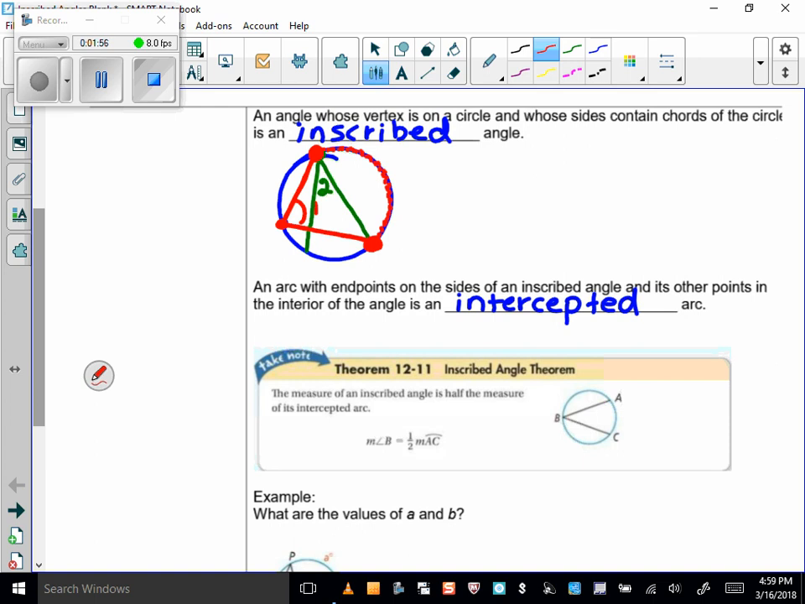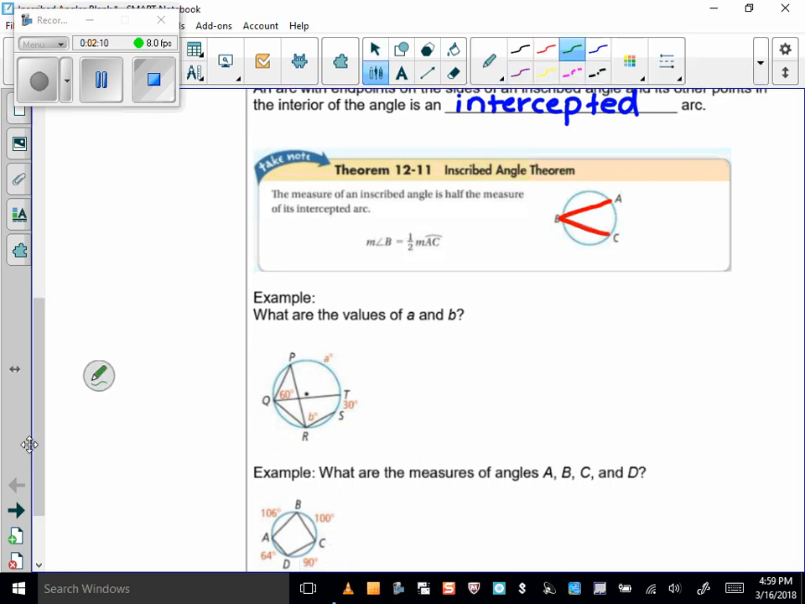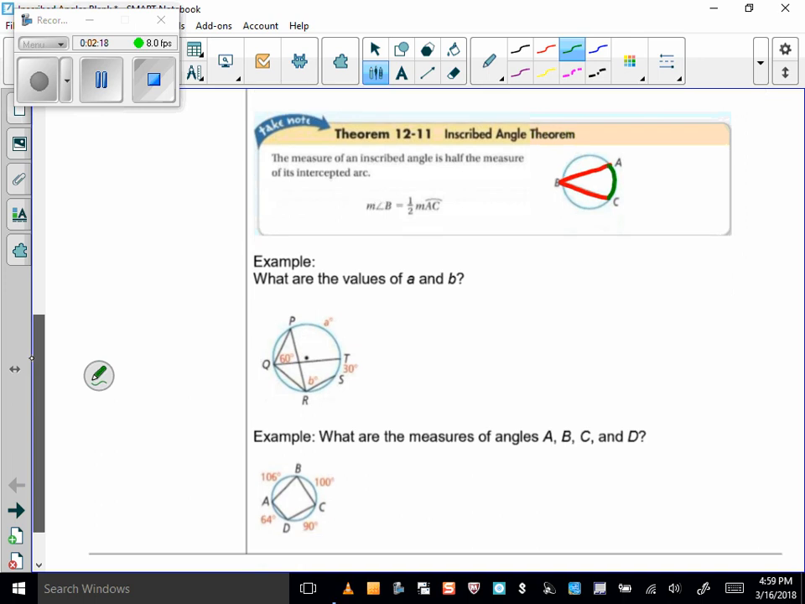Okay, so now we got a theorem. The measure of an inscribed angle is half the measure of its intercepted arc. So in this picture here, angle ABC is my inscribed angle, and here's my intercepted arc. So I know that the measure of the angle is half the measure of the arc. So let's do an example.